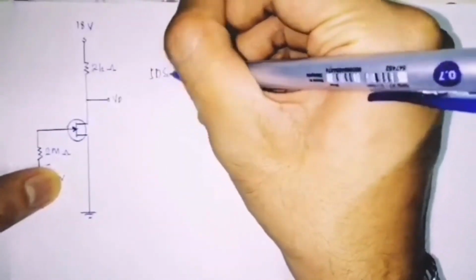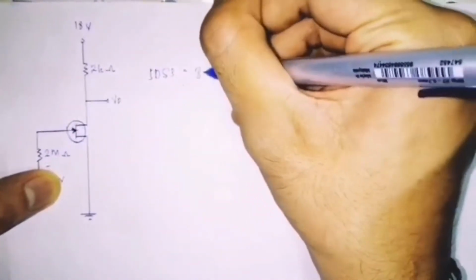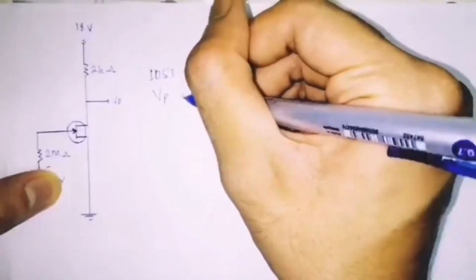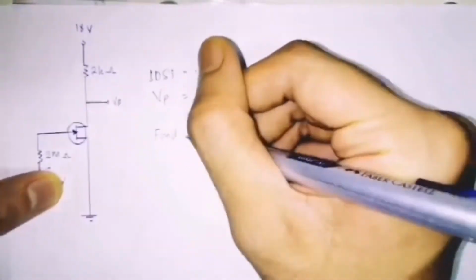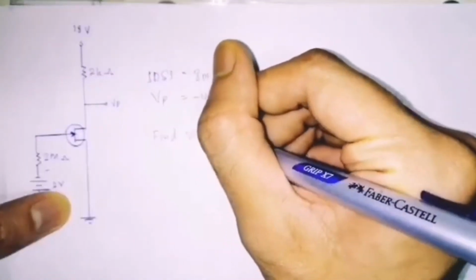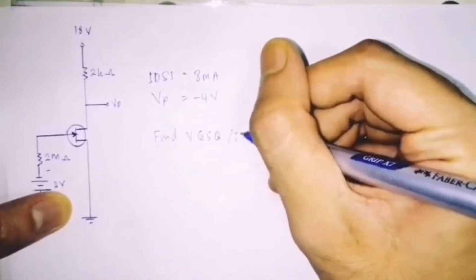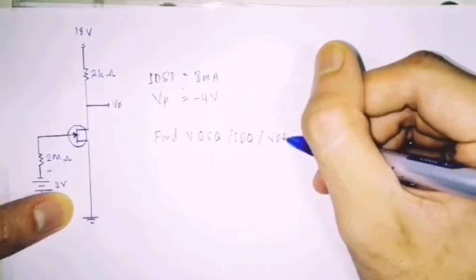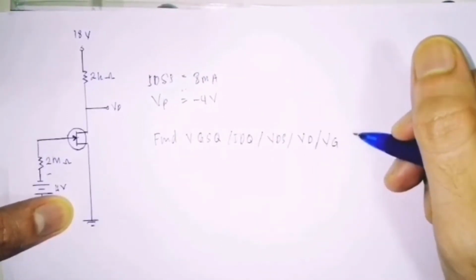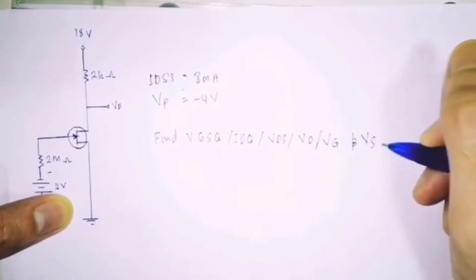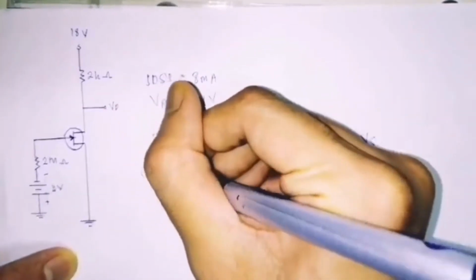Okay, today we'll talk about J-FET fixed bias circuit. From the given circuit below, we know that the IDSS is 8 milliampere, VP is negative 4 V. So the question is, find the VGSQ, IDQ, VDS, VD, VG, and VS.